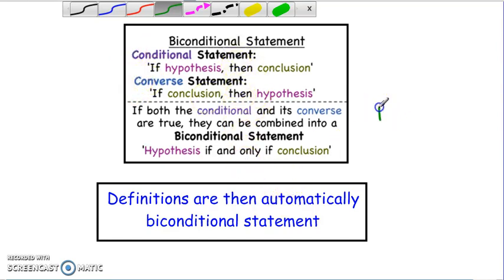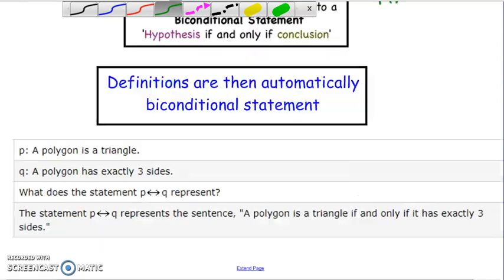So a lot of times you'll see IFF, if and only if, like that's kind of the in-between, because we got to always have some sort of shortened version there. But definitions are then automatically biconditional statements. So, if and only if are biconditional statements. Let's take a look at one. So here's an example. A lot of times we'll use our arrow symbol too, going kind of both directions, showing P can go to Q, Q can go to P.